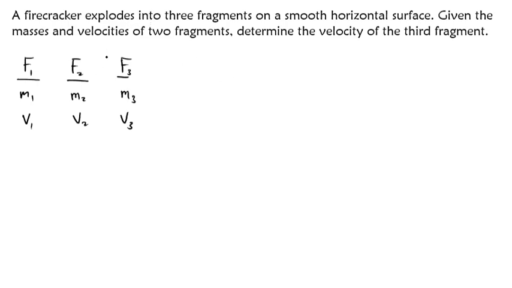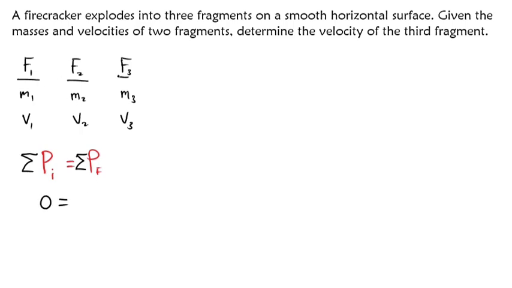So we're going to use the conservation of momentum, where momentum initial is equal to momentum final. But of course, we're going to take the summation on both sides. So summation initial is equal to summation final. Now, for the initial, the firecracker had no momentum, simply because it was resting. So initial momentum is 0.